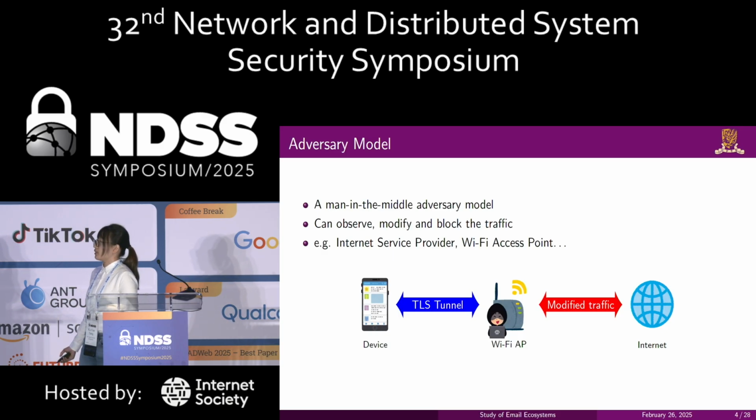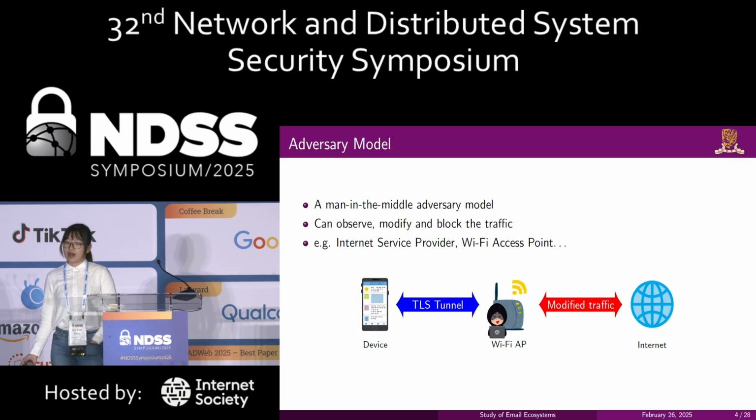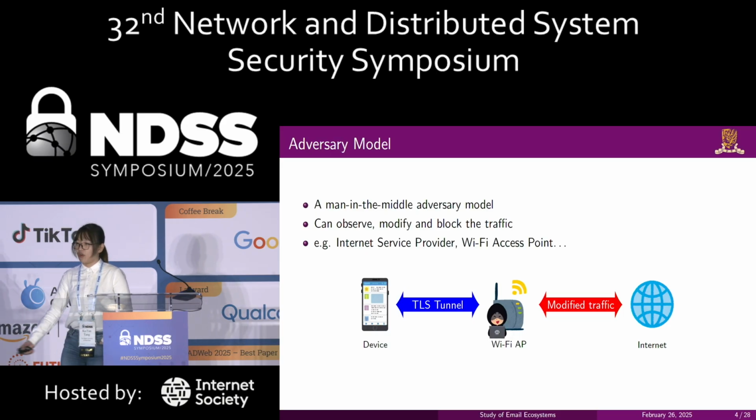So we consider the man-in-the-middle adversary in our paper. The man-in-the-middle adversary can observe, modify, and block the traffic, and can exist anywhere. The most common position is public Wi-Fi access points, such as the NDSS 2025 one, which can be a malicious access point. And even our ISP, even an American ISP, can be a malicious one. So they can actually see all our traffic.